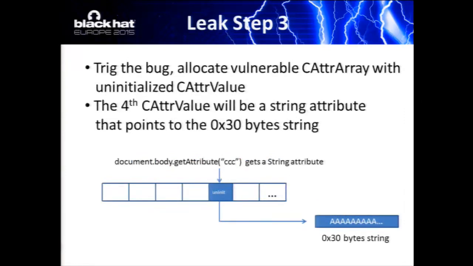Next, we trigger our bug, and the vulnerable C attribute array will be allocated. If we are lucky, it will use the freed memory from step 2. And the first attribute, which is uninitialized, will be a string attribute. It is also left by the freed attribute array in step 2. So if we access this uninitialized attribute, we will get a string attribute. Of course, we can read out the content of this string.